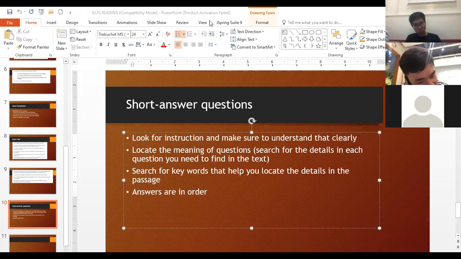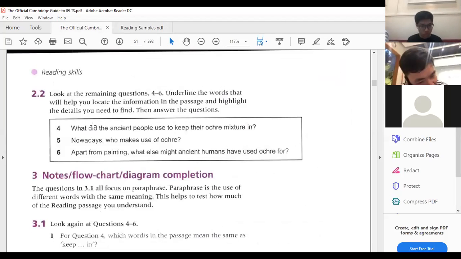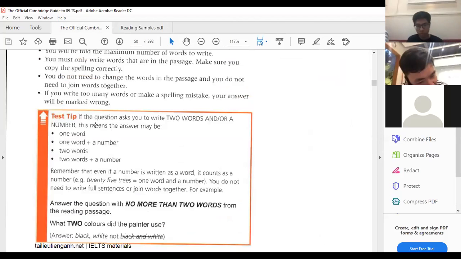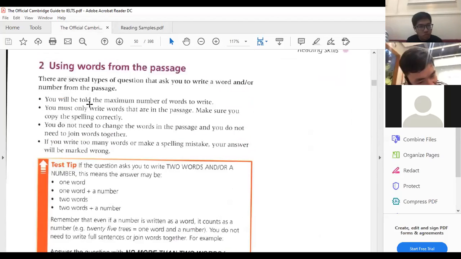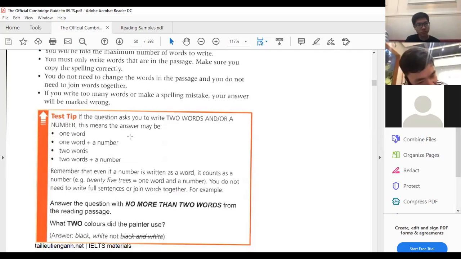So we'll have a quick practice. Page 51. Here, look for the instruction again. You will be told the maximum number of words to write. You must only write words that are in the passage. Do not use your own wording. Make sure you check the spelling correctly, and you don't need to change the words. Write what they give you. If you write too many words or make a spelling mistake, your answer is wrong. So, instruction right here.